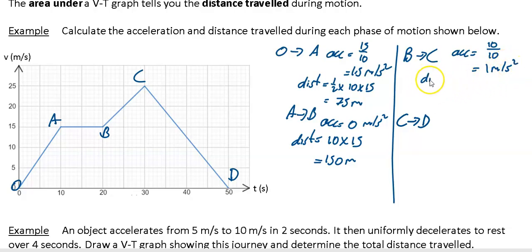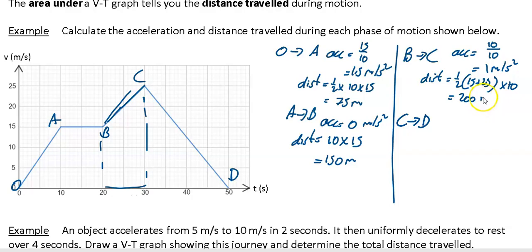The distance is a bit trickier. For the distance, this shape here is the shape I'm talking about. This shape is a trapezium. So it's going to be a half brackets A plus B times H. The parallel sides are the A plus B. One of the parallel sides is 15. The other parallel side is 25. And then the perpendicular distance between them is 10. So that's going to be a half times 15 plus 25, which is 40. Half times 40 is 20, times 10 gives me 200.